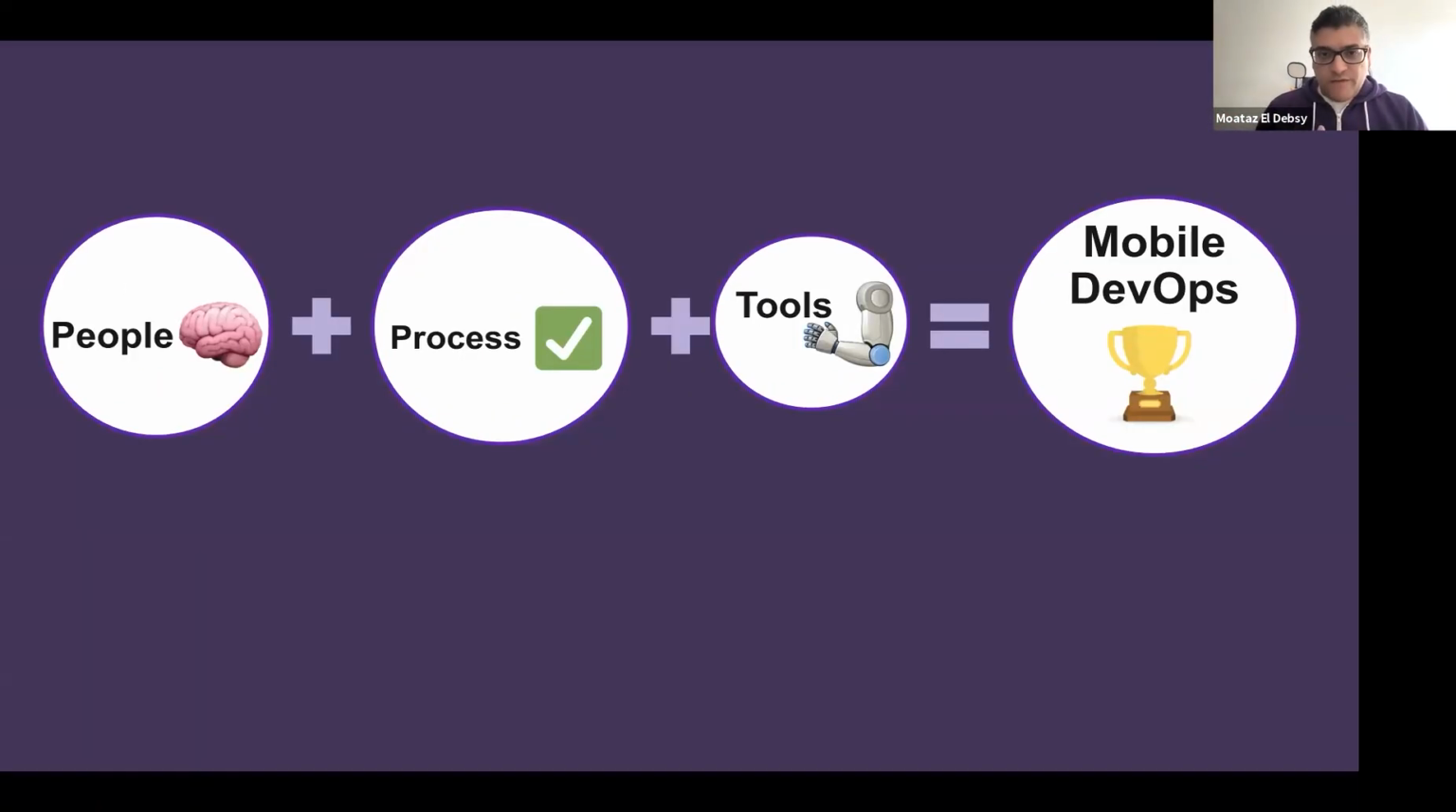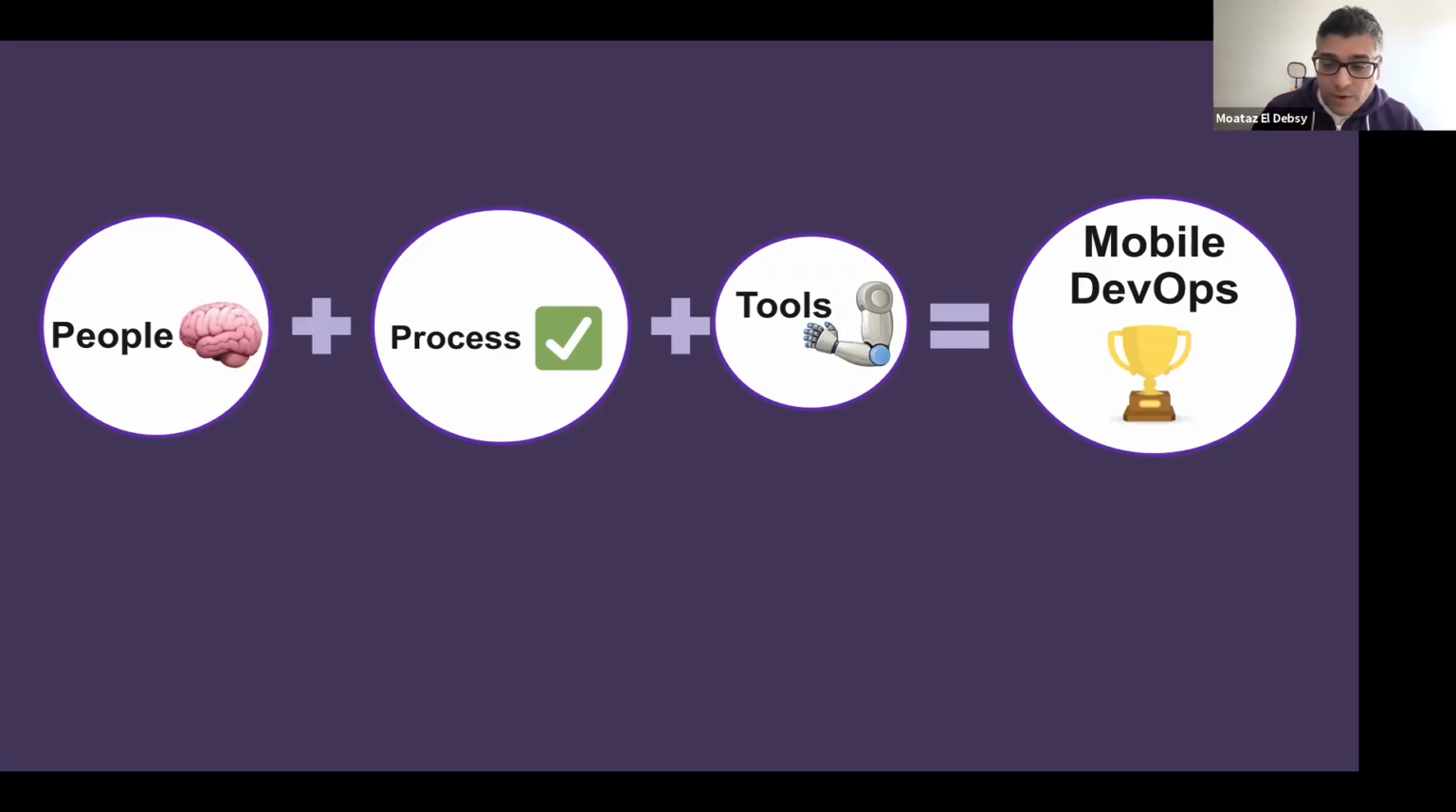Also, from my perspective, I believe that mobile DevOps is a combination of three things: people, process, and tools. Without process, even if we have the latest technologies in the market, we will not apply mobile DevOps. And even if we don't have the culture, the mindset, or the commitment from the team to use this process and these tools to reach mobile DevOps, it will affect us and we will not reach our goal.